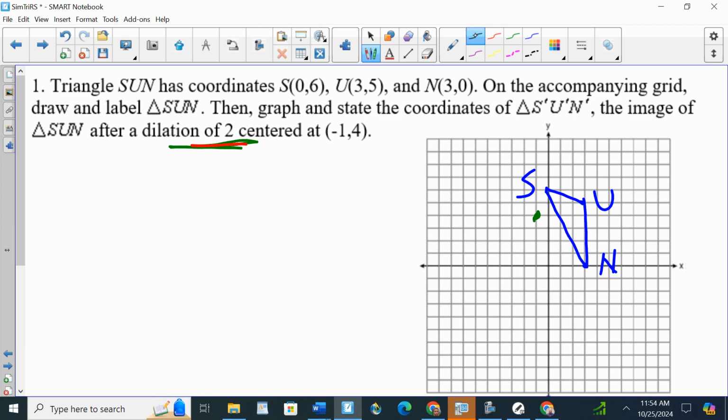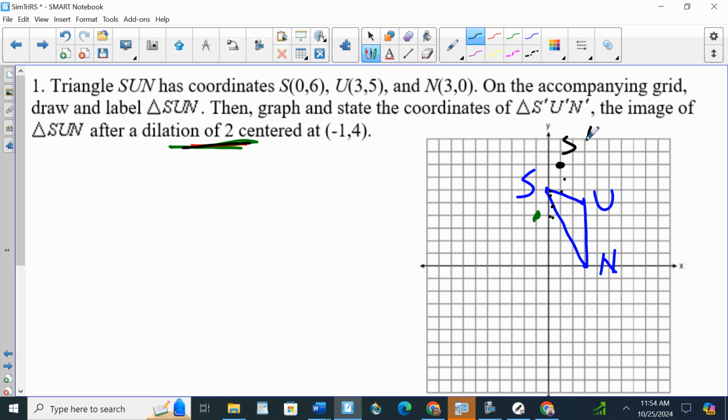To get from the center to S, it's right 1, up 2. I do that 2 times. So right 1, up 2, right 1, up 2. If there's a scale factor of 3, I will go right 1, up 2 a third time, but it's not, so I won't. That's going to be my S prime.